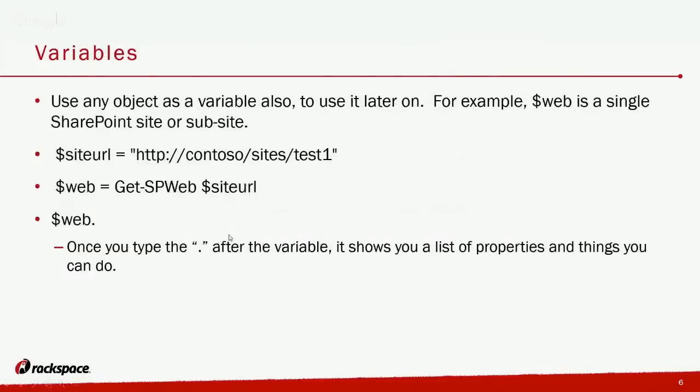All right, and then variables, this is where I was going to go next. You can use any object as a variable, to use it later on. For example, this is very commonly used: the web is a single SharePoint site or subsite. Of course, like I said, you could call it anything. You could call it a cupcake, but generally when you're looking online and people are writing scripts, they generally use web.